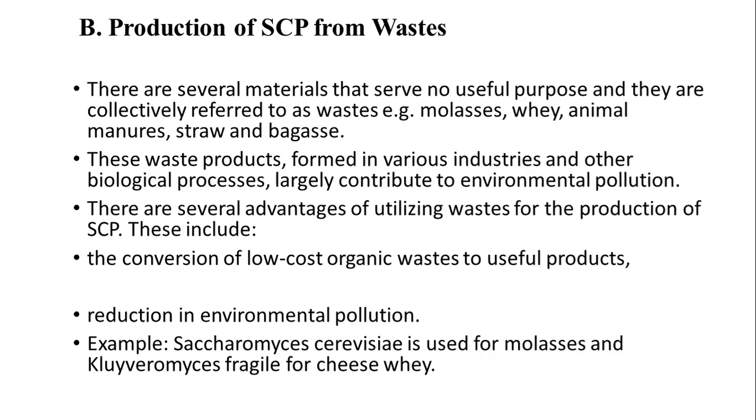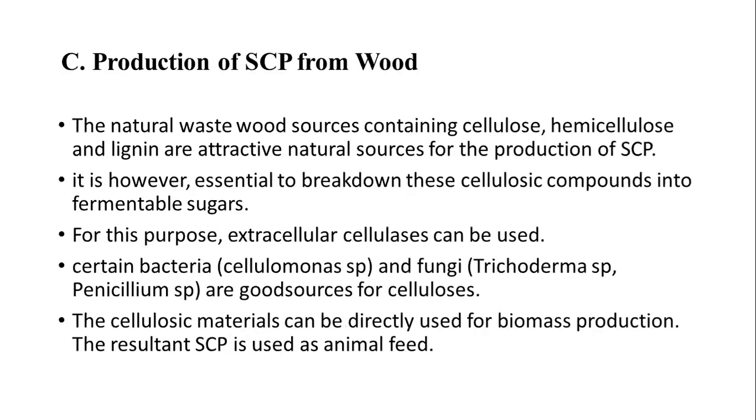For example, Saccharomyces cerevisiae is used for molasses and Kluyveromyces fragilis for cheese whey. The next category includes the production of SCP from wood. Cellulose, hemicellulose, and lignin are good sources for the production of SCP. Cellulosic compounds break down into fermentable sugar. For this purpose, extracellular cellulase is used; bacteria like Cellulomonas species, and fungi like Trichoderma and Penicillium species produce cellulase. This cellulosic material is used for the production of biomass and SCP used as animal feed.